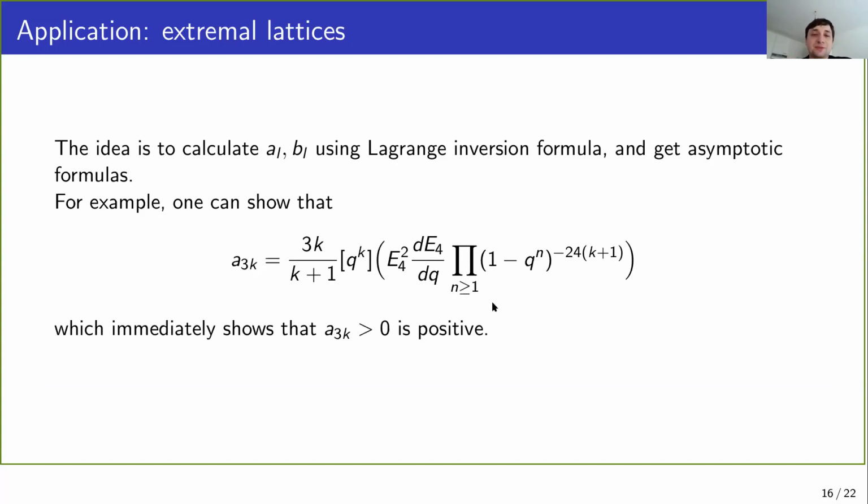That is easy to see here because all the terms inside the big round brackets have only non-negative coefficients, actually strictly positive coefficients, in the Fourier expansion. For E4, this is clear. For the derivative of E4, it's also clear. This other thing is also clear because we take 1 over 1 minus q to the n to some positive power, so it has again strictly positive terms in its expansion. This automatically gives us the inequality from Siegel's theorem.